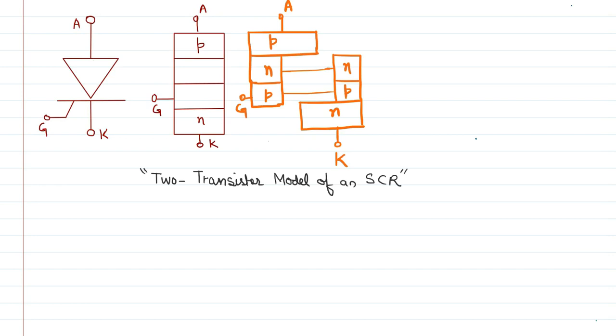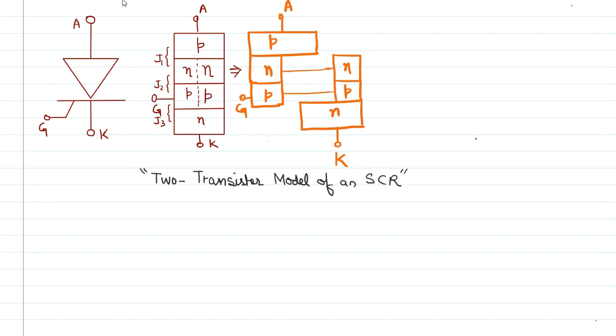Hello friends, today we will discuss the two transistor model of an SCR, popularly known as Thyristor. If we cut the sandwich layers, that is, the middle N and P layers between the topmost P and lowermost N, into two equal halves, then our final layer diagram will be like this. This will be in the form of two transistors.